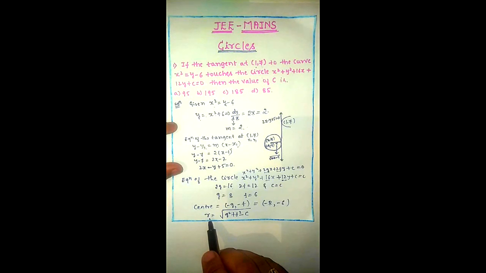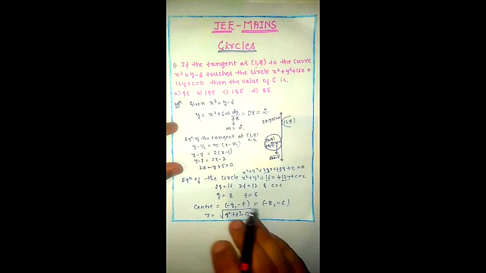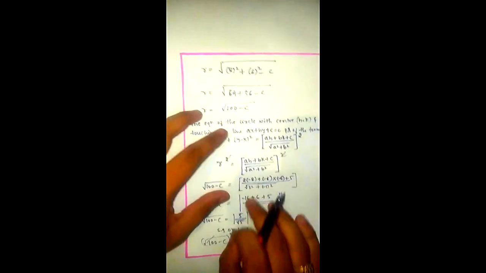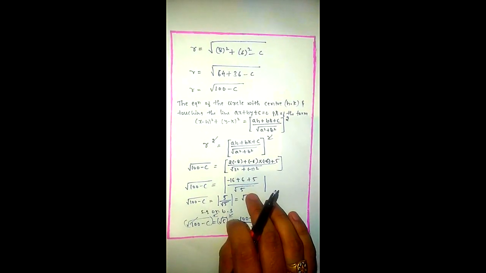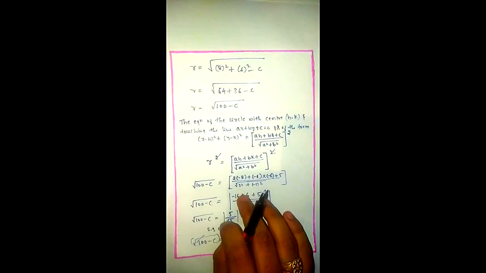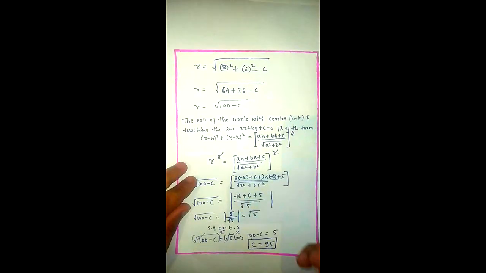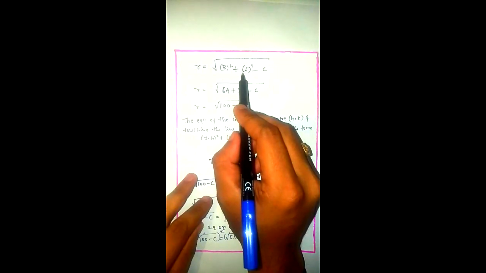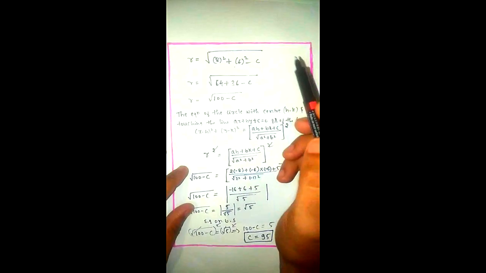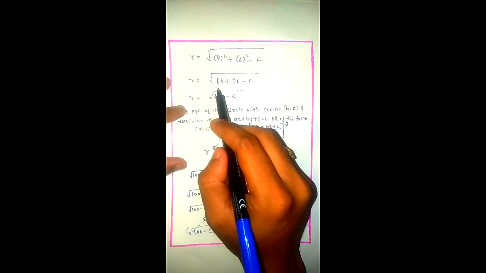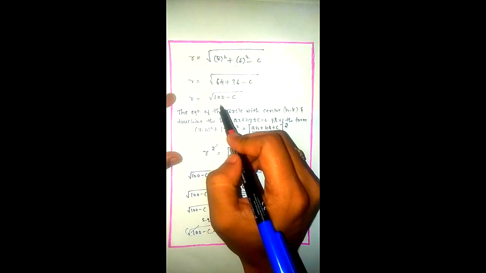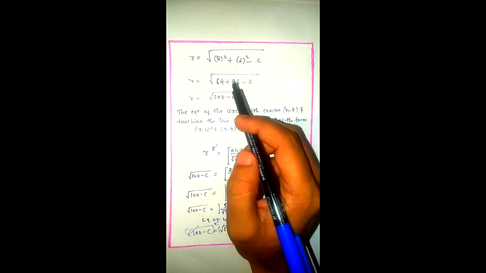Then how to find the value of the radius in the standard equation of a circle? r = √(g² + f² − c). Here g = 8 and f = 6, so r = √(8² + 6² − c). 8 squared is 64, 6 squared is 36, so 64 + 36 is 100 minus c. So r = √(100 − c).